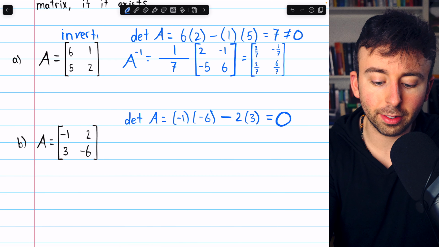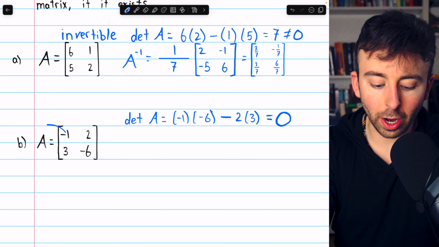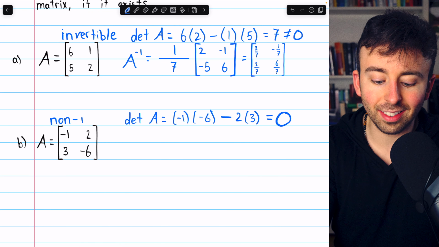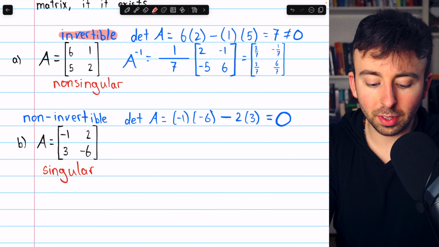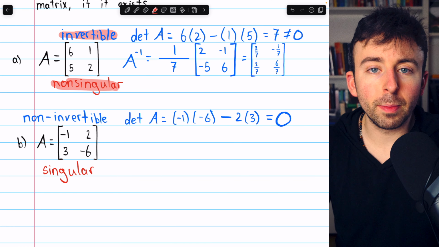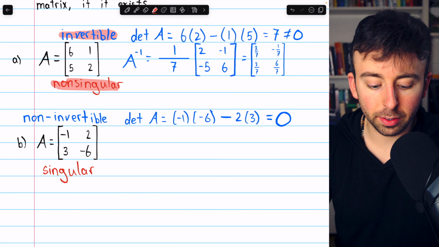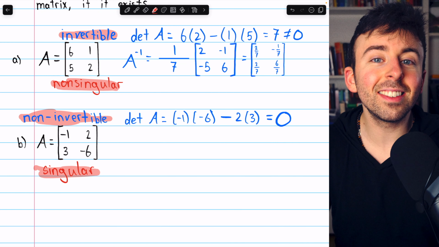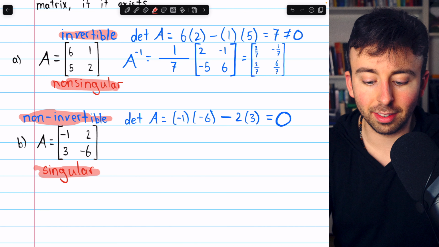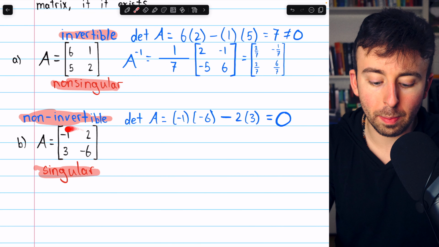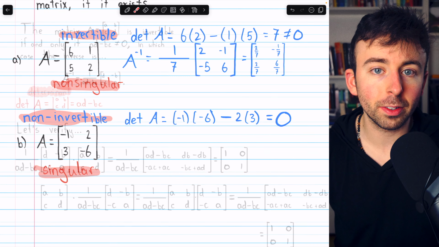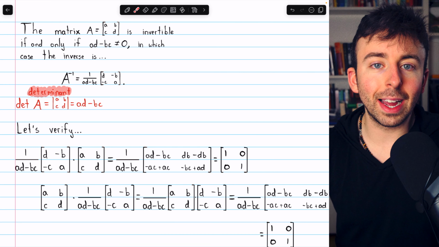So this first matrix that we worked with was invertible. We would also call this non-singular. Whereas this matrix is non-invertible. We would also call it singular. There are your vocab terms. Invertible and non-singular both mean that a matrix has an inverse, whereas non-invertible or singular mean that the matrix does not have an inverse. In this case, we know that that's true about this matrix because its determinant is 0, so no inverse. And that's how to find the inverse of a 2x2 matrix.